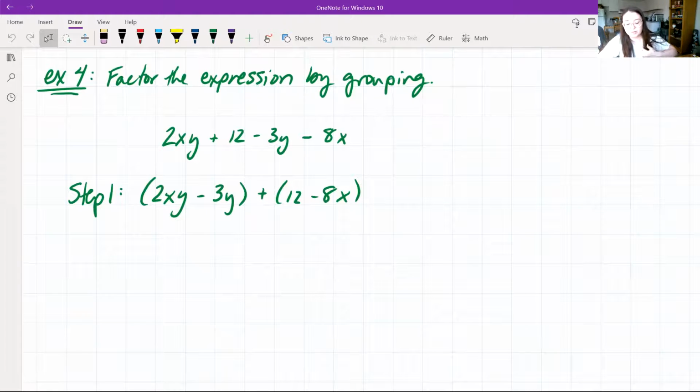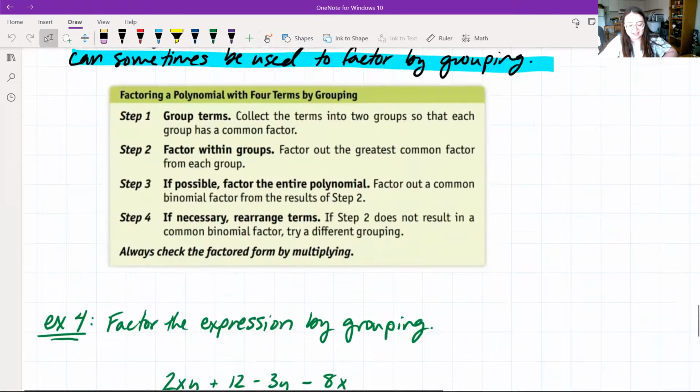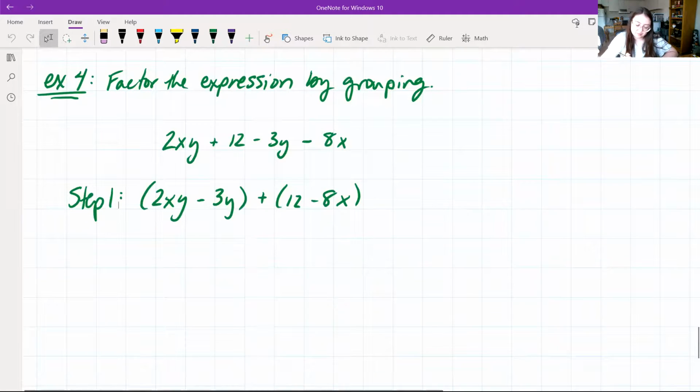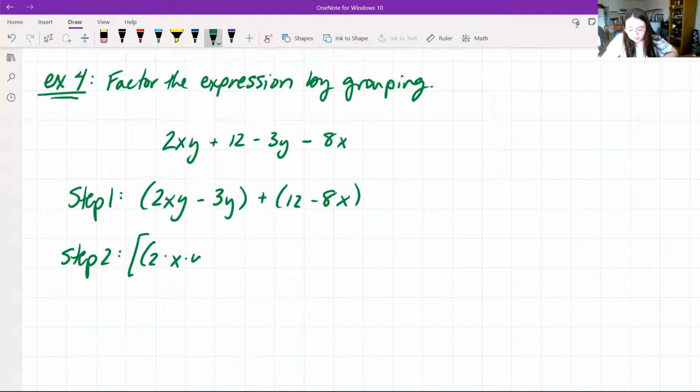So we have 2xy minus 3y plus 12 minus 8x. Now we're going to factor within our groups. So step 2. If we do prime factorizations, we're just going to get 2 times x times y minus 3 times y. So in this case, it's fairly clear that y is our common factor.